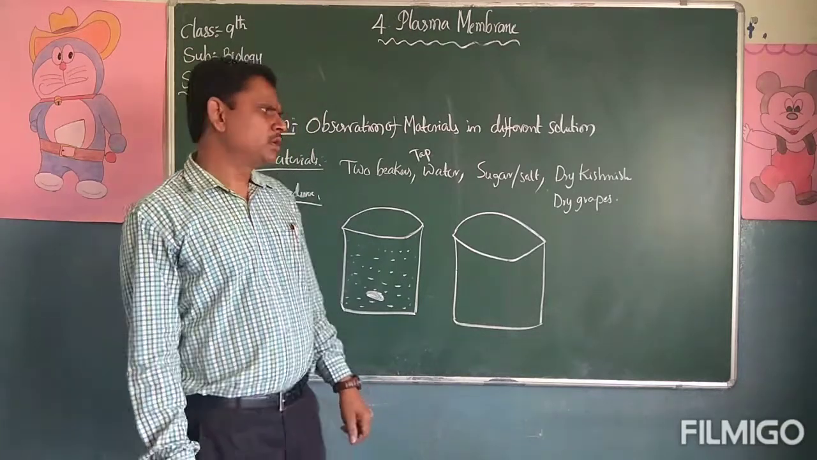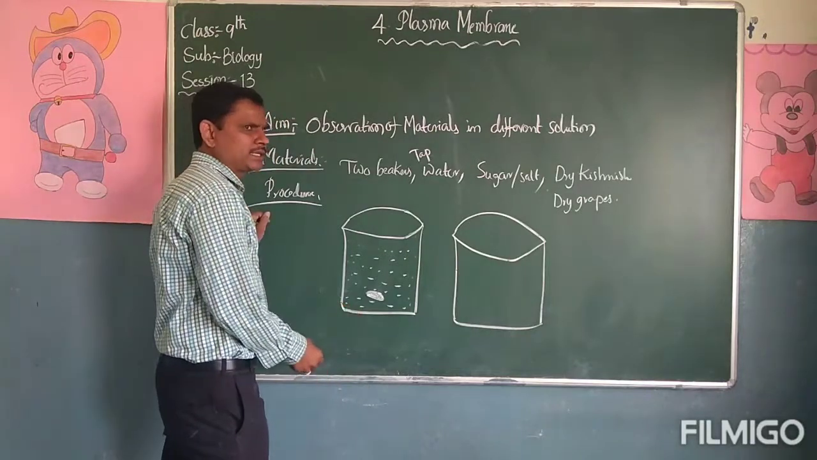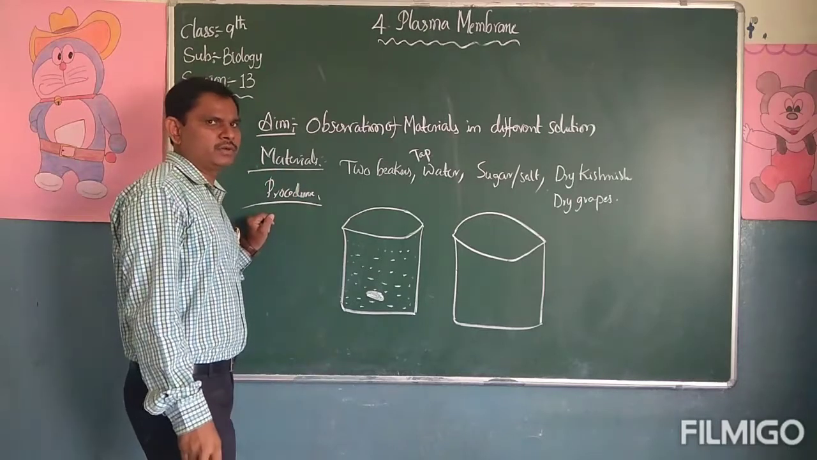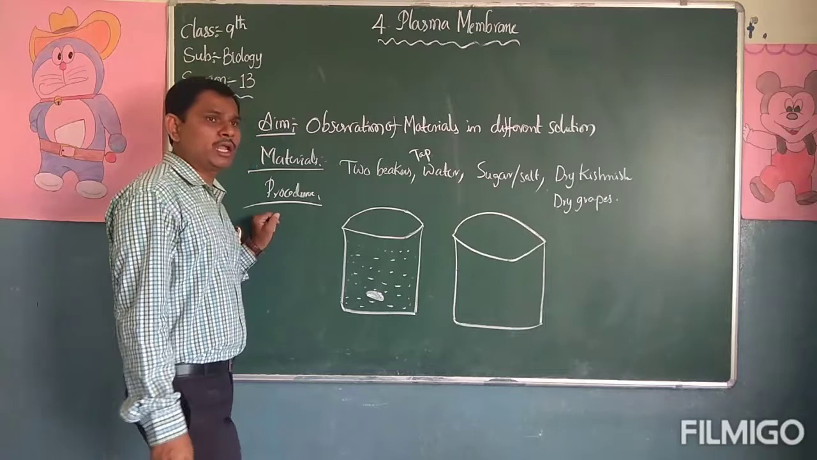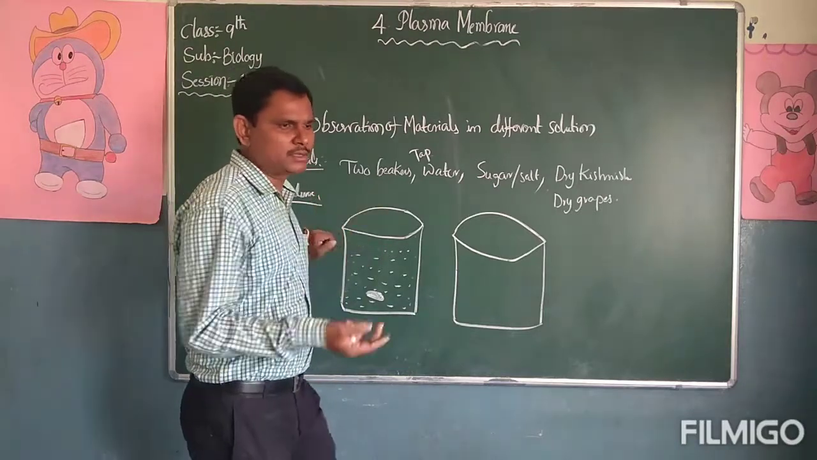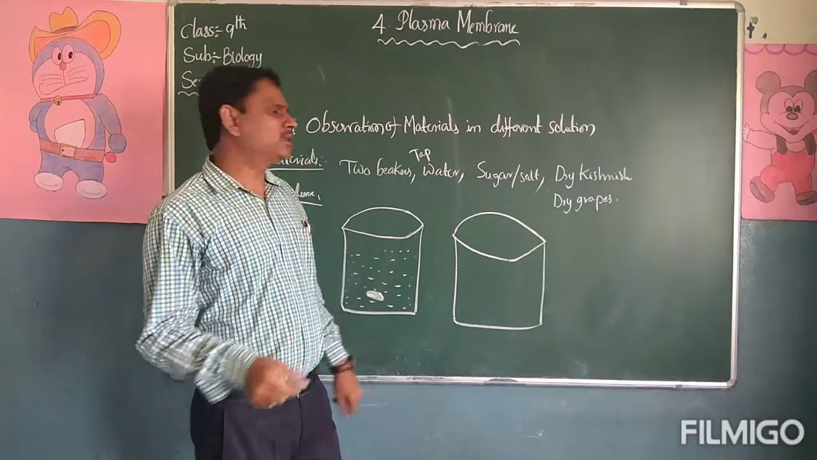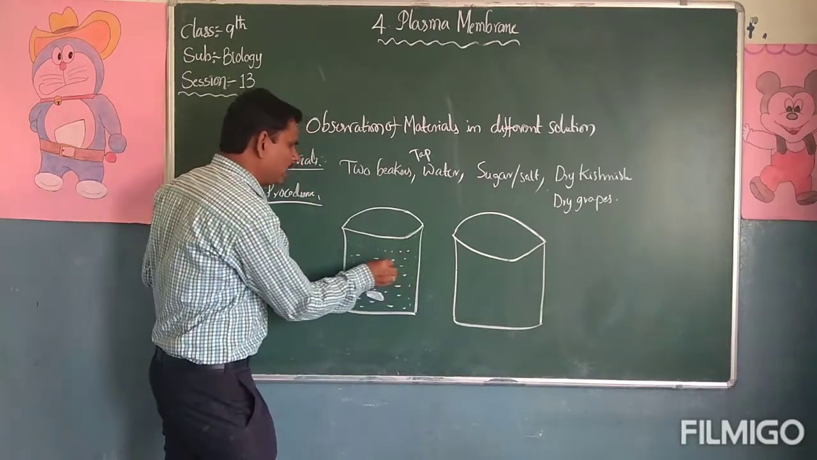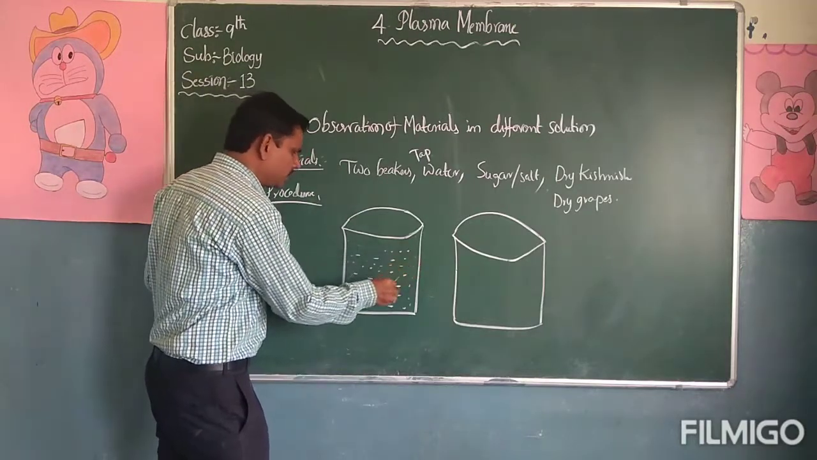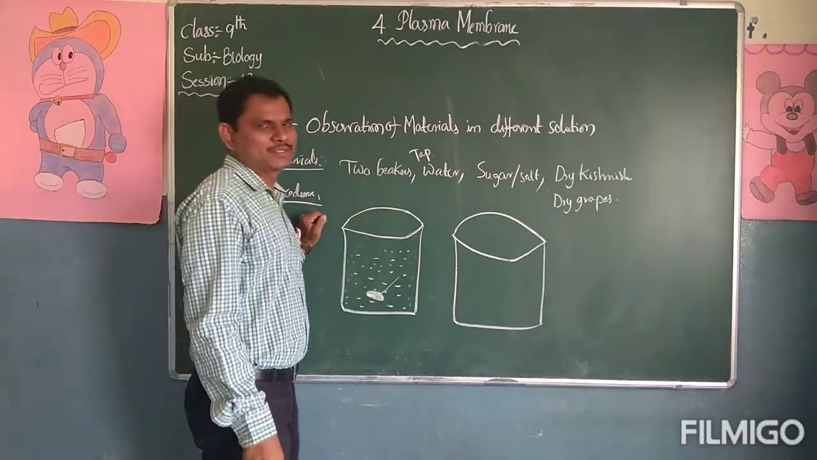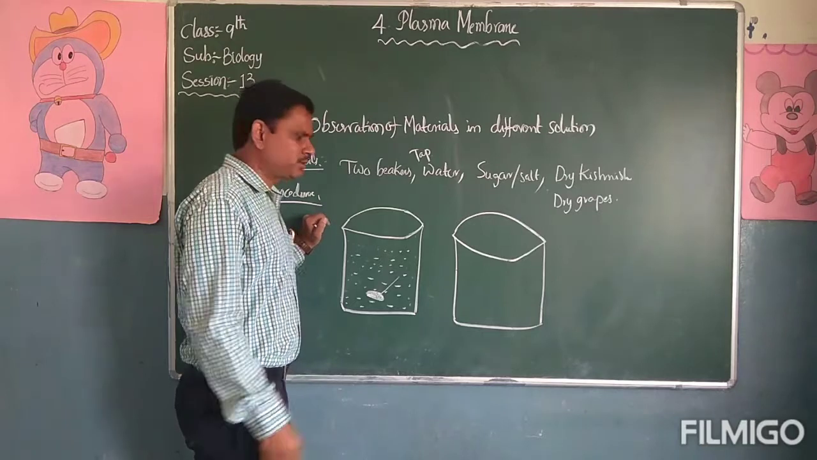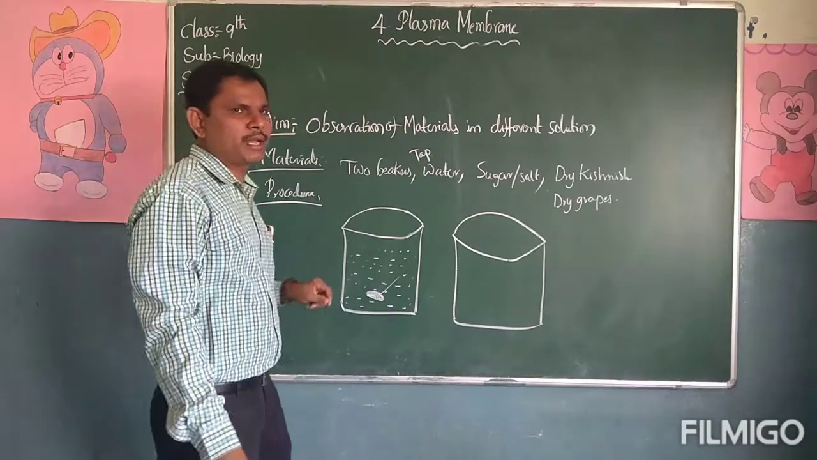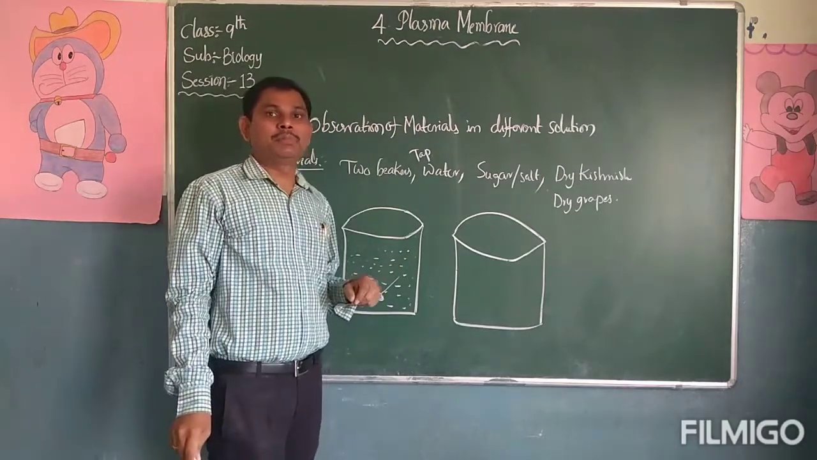What happens? The dry grapes or kismis start increasing in size. After a few hours, we are going to see swollen grapes. Why is the kismis size going to increase? Because the water molecules move into the cell of the dry grapes through the membrane, which is called the plasma membrane.